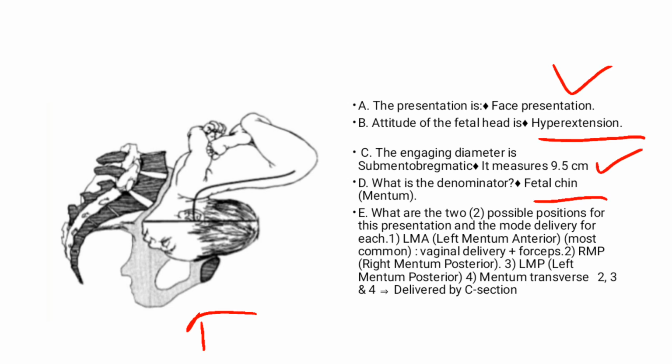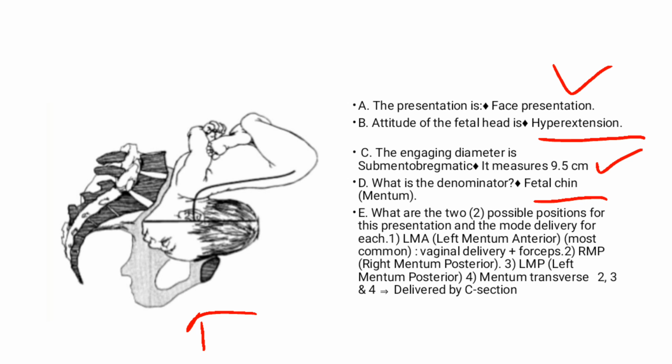Okay, that's the denominator. Then two possible positions for the presentation and mode of delivery for each. So we can have a left mentum anterior, which is the most common, and of course this one, vaginal delivery plus forceps delivery can be attempted.